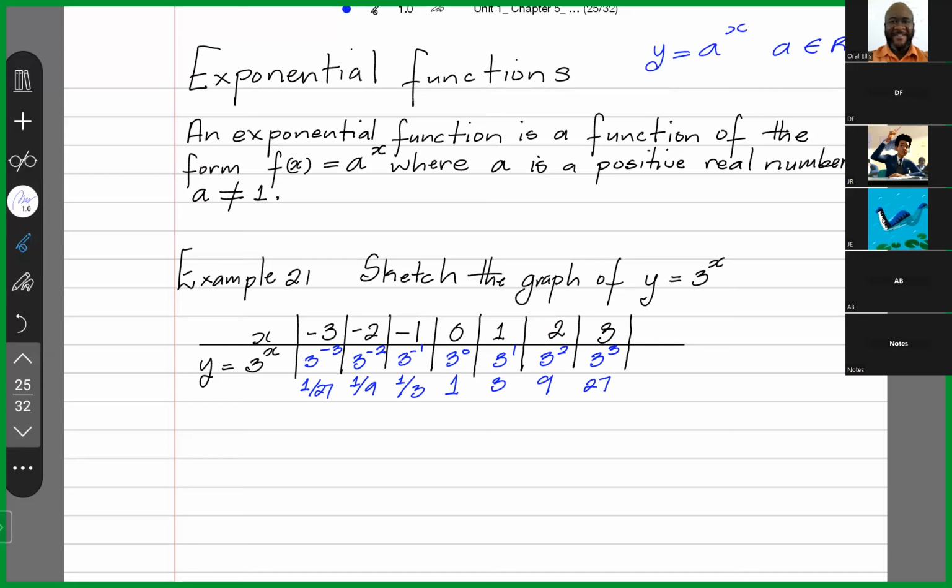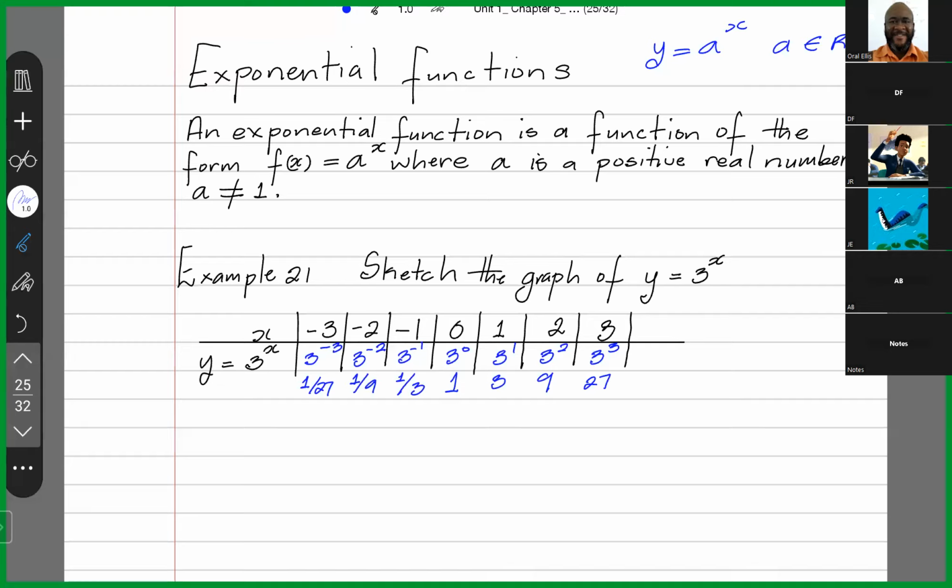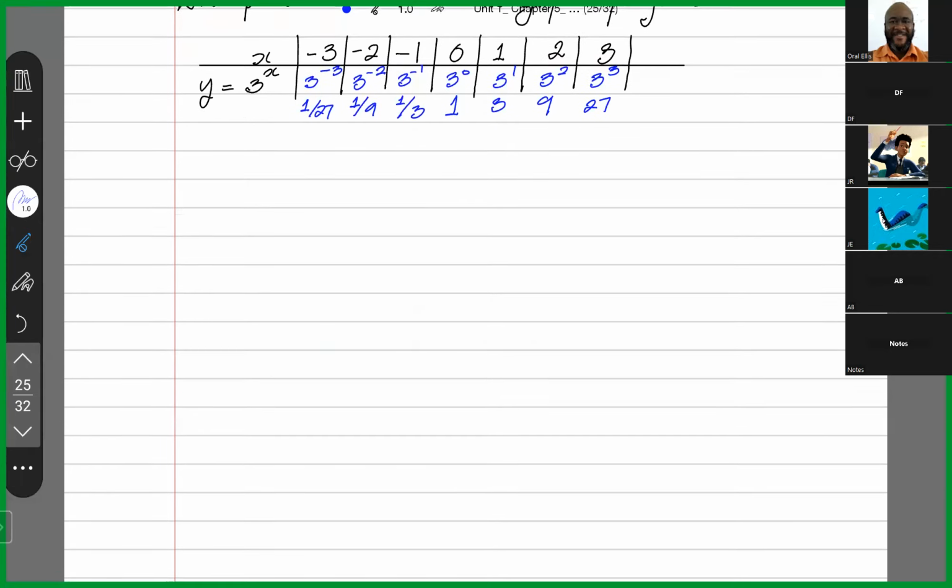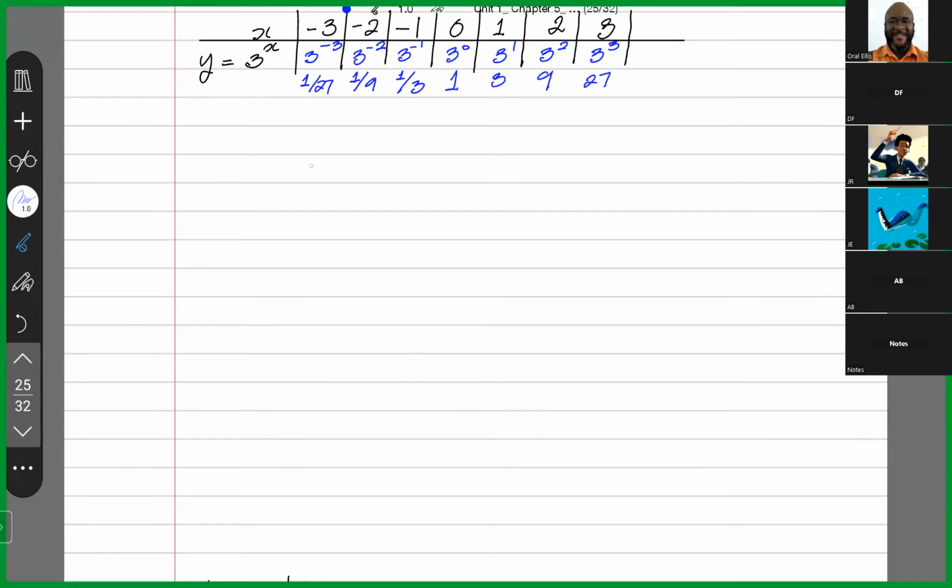So from my table of values, I came up with corresponding values of x and y. Points to note: notice that there are no negative values of y. Even for negative values of x, there are no negative values of y. The lowest value of y I have is 1/27. It's a sketch, so nobody's asking you to draw a perfect graph. Let's try and give the best possible sketch that we can get.